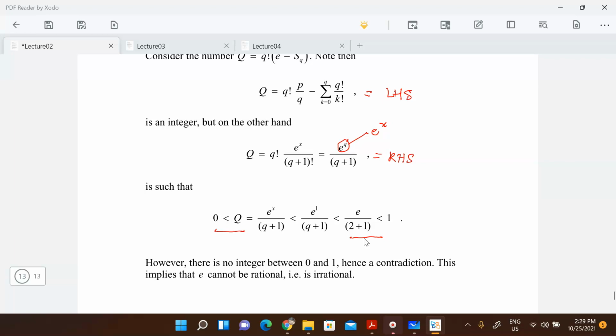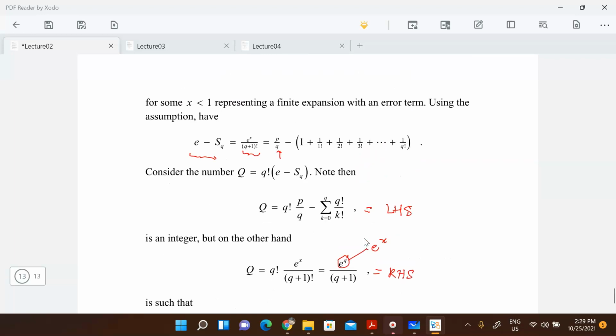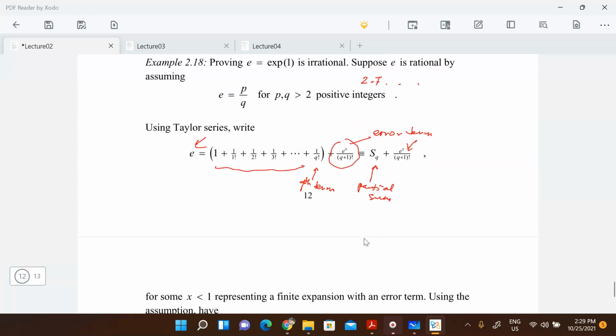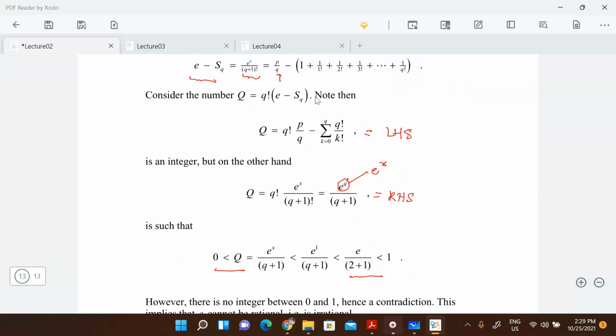So if your number, the exponential e to the power of 1, is really actually p over q, then when you multiply by q factorial over here, it should be an integer, because this is much bigger than that.